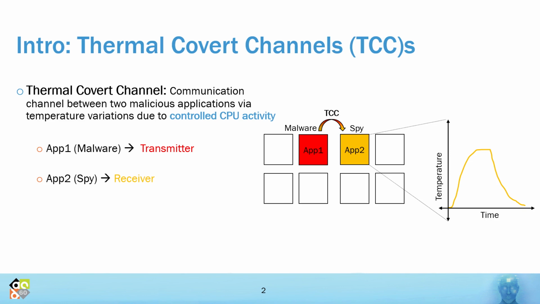it does some processing which heats its core. Because of heat transfer, this temperature increase will be noticeable in the core where the receiver application is executing. By reading the thermal sensor of its own core, the receiver is able to detect the temperature change and decode the bit sent by the transmitter. This is how communication can be done via temperature variations.